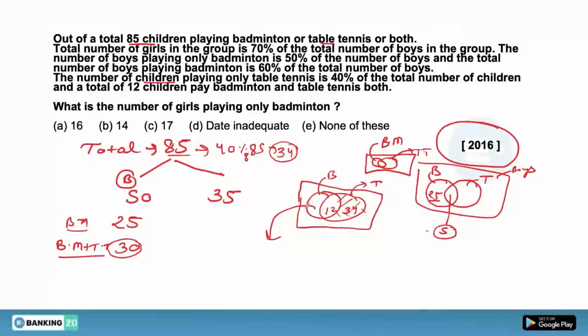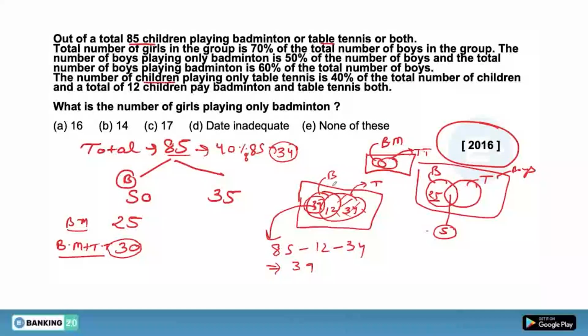Total number of students are 85. Out of them, 12 are playing both badminton and table tennis. Out of them, 34 are playing only table tennis. This means the students who are playing only badminton would be 39. This means 39 are the students who are playing only badminton.